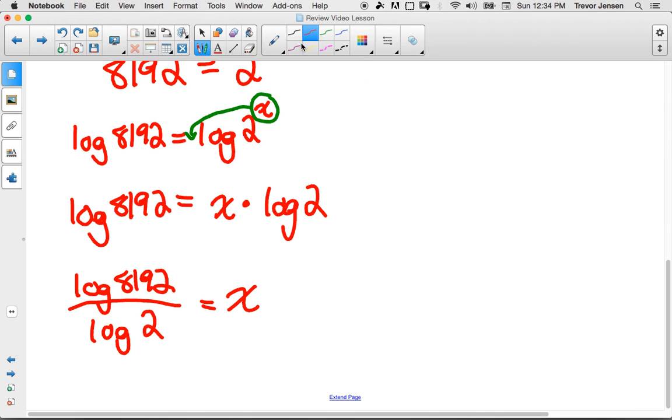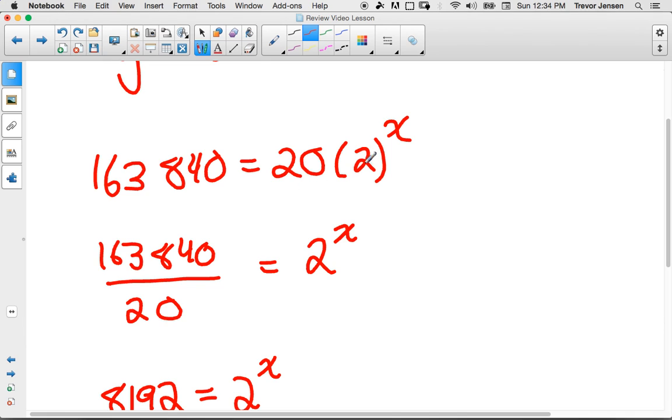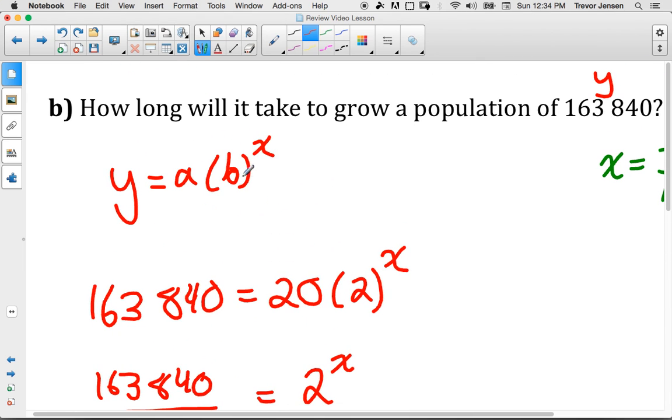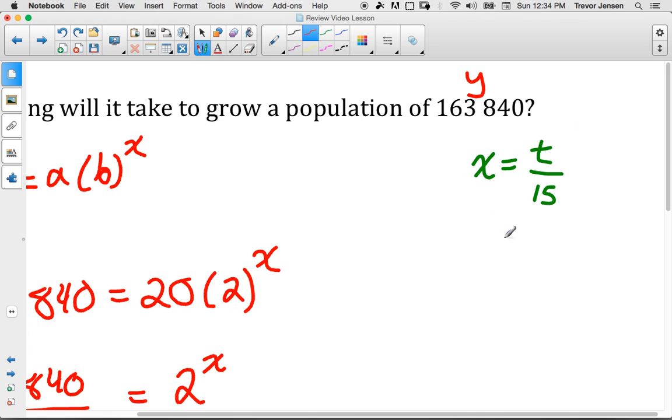So let's write our answer here. X equals 13. So what does that tell us? That tells us that our initial population of 20 has to be doubled 13 times. We solved x to be 13. Well, how long will it take for it to be doubled 13 times? So we're not done the question yet, that's where this equation comes back into play.